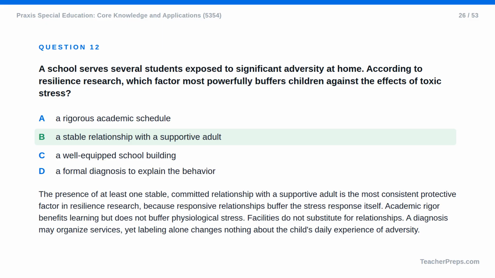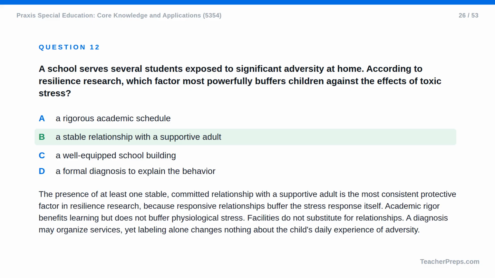A stable relationship with a supportive adult. The presence of at least one stable, committed relationship with a supportive adult is the most consistent protective factor in resilience research, because responsive relationships buffer the stress response itself.